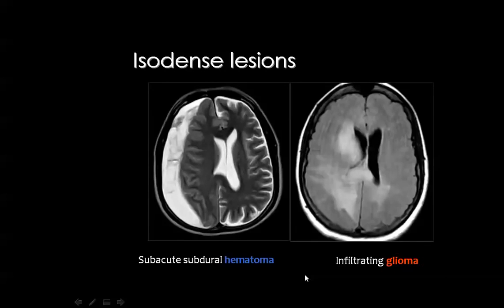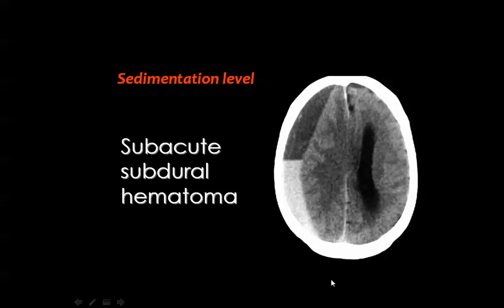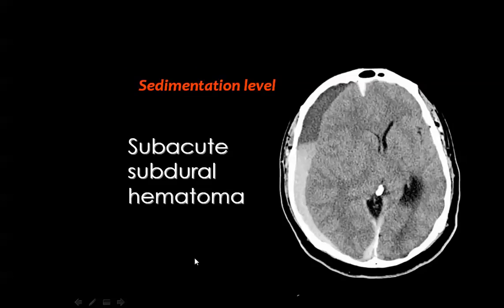Then what happens if you see a subdural blood which has two components, a chronic component and an acute component, what we call the sedimentation level? At that time, we should diagnose this hematoma as a subacute subdural hematoma. One of the appearances of subacute subdural hematoma is an isodense collection to the brain parenchyma producing mass effect. And the second appearance is a hematoma with a sedimentation level.